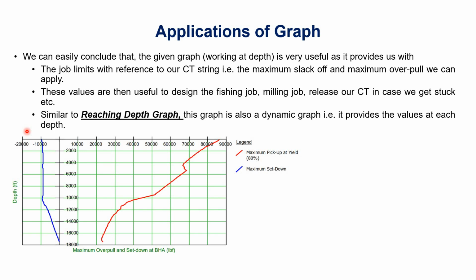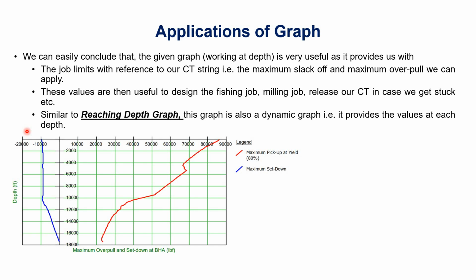As an application of this graph, we can easily conclude that the given graph, known as the working at depth graph, is very useful, as it provides us with the job limits with reference to our coil tubing string, that is the maximum slack off and maximum overpull we can apply. These values are then useful to design the fishing job, milling job, and release our coil tubing in case we get stuck. So these limits, the maximum overpull and maximum set down, are a requirement while we are designing the coil tubing job.